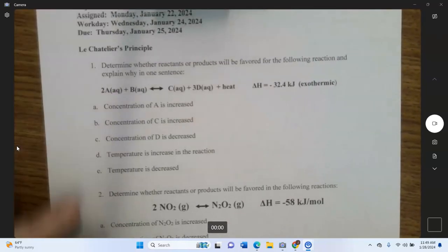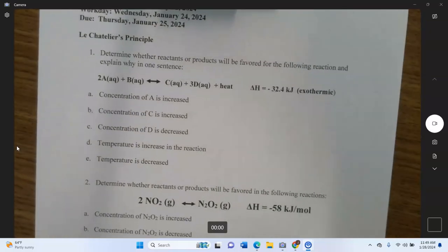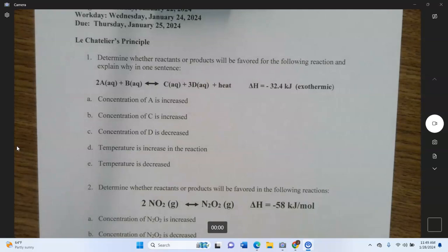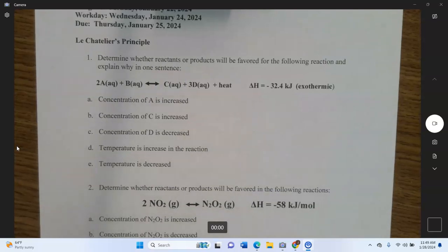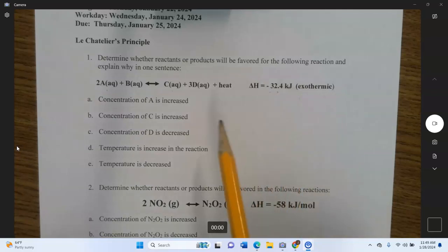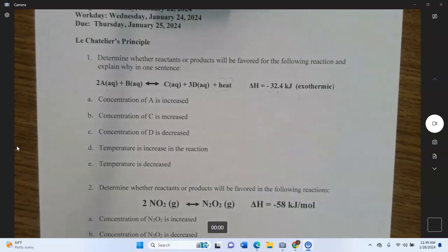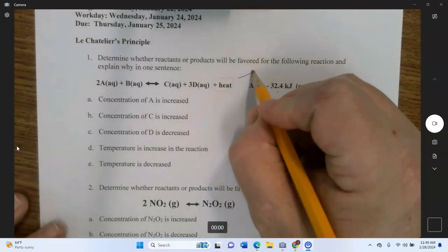Okay, so what Le Chatelier's principle says is that if a chemical reaction in equilibrium is somehow thrown out of equilibrium, either in terms of pressure, temperature, or concentration, it wants to try to return to its equilibrium state. So we're going to take a generic reaction: 2A plus B produces C plus 3D. It's an exothermic reaction. It's giving off 32.4 kilojoules of heat. So you can treat heat as though it's a product. You can put it over here as a plus heat on the right side because the heat is coming out.